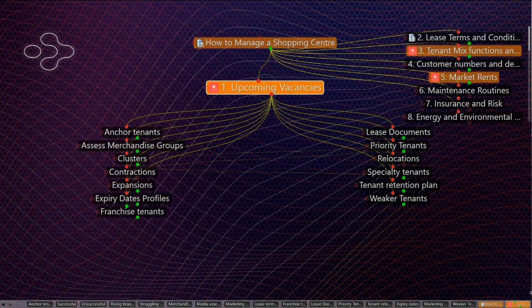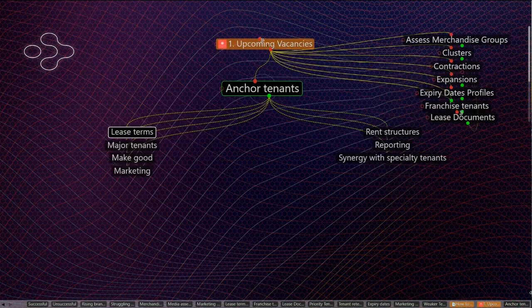As I said, it's all about upcoming vacancies in shopping centres, how to resolve them, how to work through them, how to lease those upcoming vacancies, and of course how you can prepare for those vacancy threats, because they will always be there. So going further, the first category to look at here is the anchor tenants.